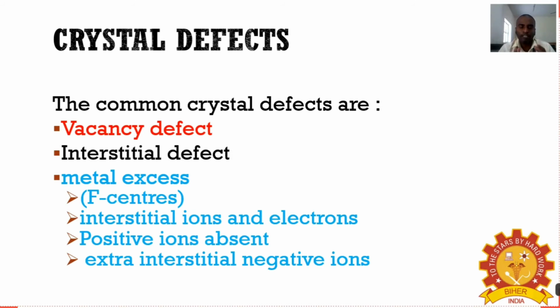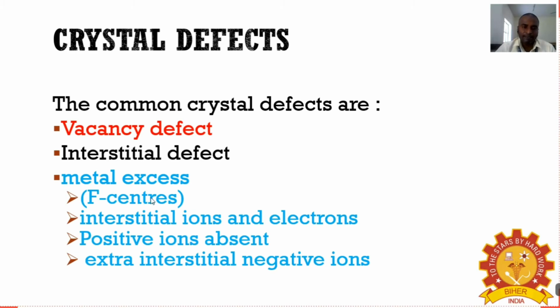In the molecular or ion arrangement to form crystals, imperfect arrangement may arise. That imperfect arrangement of ions or atoms or molecules is called crystal defects. Generally, they are classified into three types. They are vacancy defect, interstitial defect, and the metal excess defect.